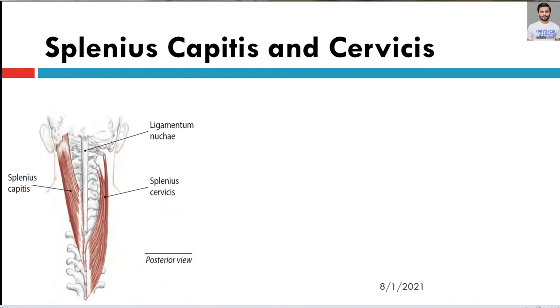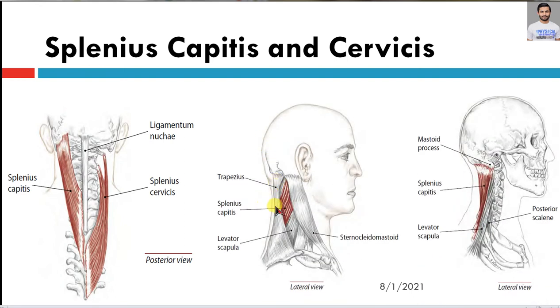Splenius capitis and splenius cervicis. Well, some part of the splenius can be palpated. Over here you can see the splenius capitis, so it lies superior to the levator scapulae muscle. This arrangement is very true, and there is just this margin between the posterior border of the sternocleidomastoid and the anterior border of the upper trapezius. You will find the topmost muscle being the splenius capitis and then levator scapulae.